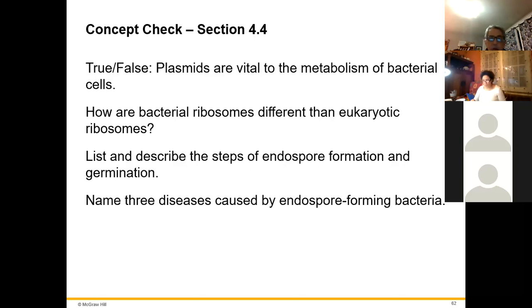Three diseases caused by endospore-forming bacteria. There's anthrax, caused by Bacillus anthracis. They have a toxin that, if I remember right, disrupts the cell membrane and causes lysis of the cell. There are two different species of Clostridium that both have neurotoxins, the one that causes tetanus and the one that causes botulism.